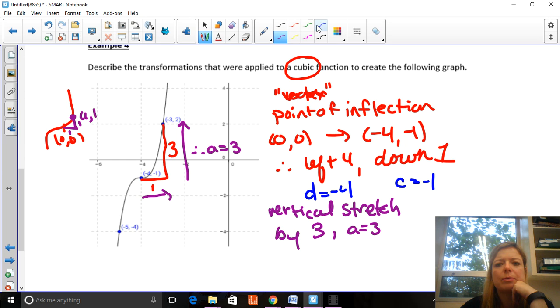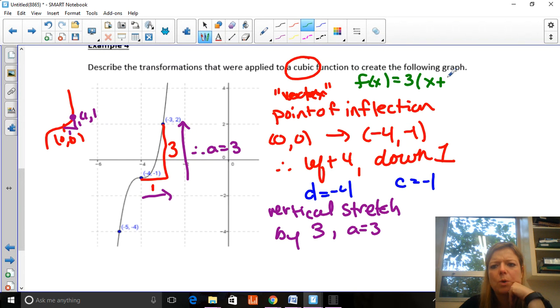And I could come up with an equation if I wanted, which would be f of x equals 3 bracket x plus 4 cubed minus 1. So there you go. Fun times.